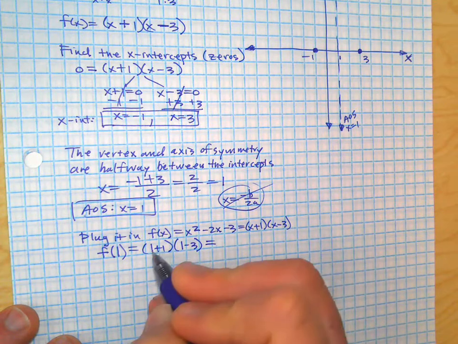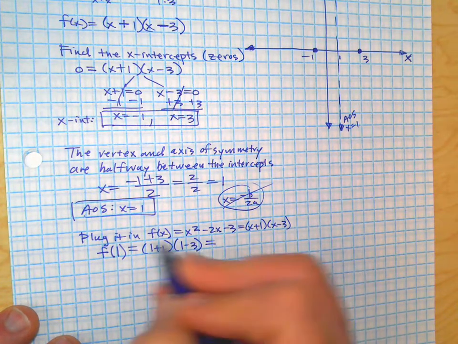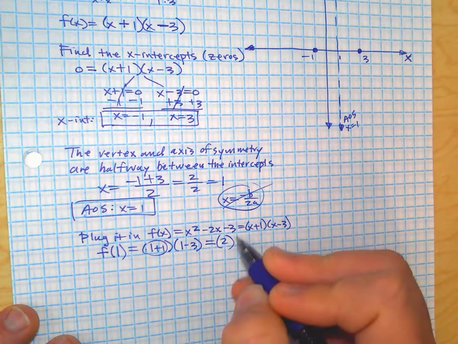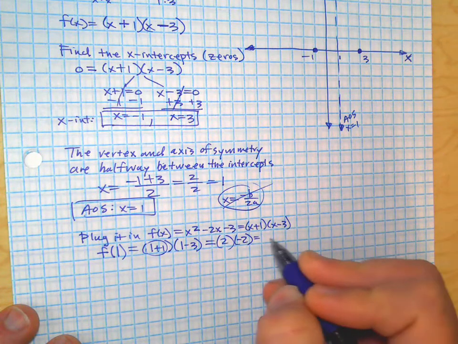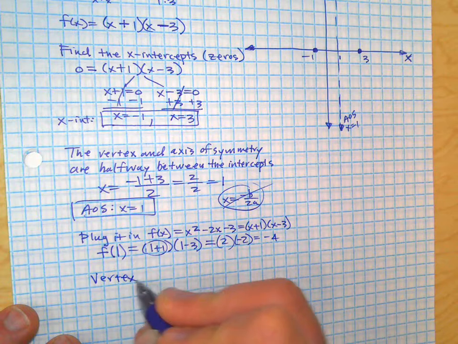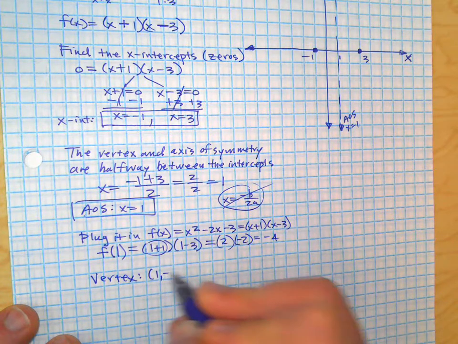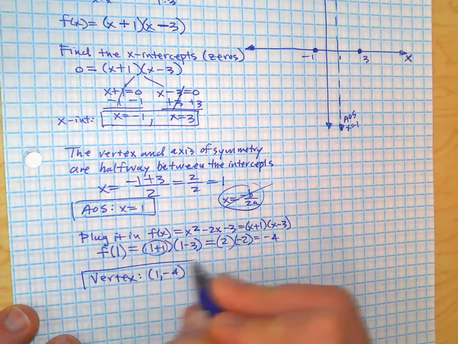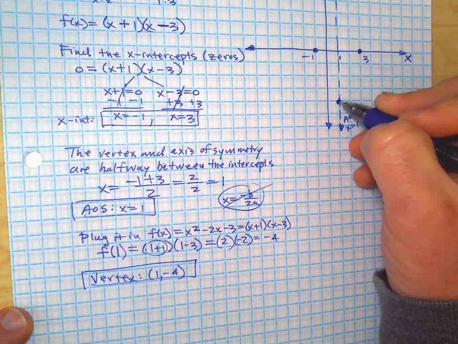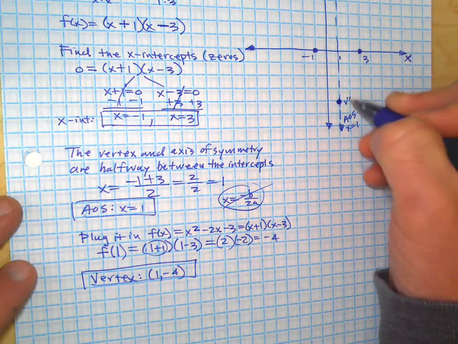Okay, and then order of operations, PEMDAS, parentheses. We've got to do the stuff inside the parentheses first. That's a 2. That's a negative 2. And 2 times negative 2 is negative 4. So your vertex is at 1, negative 4. It should be right on top of the axis of symmetry. So there's the vertex, 1, negative 4.